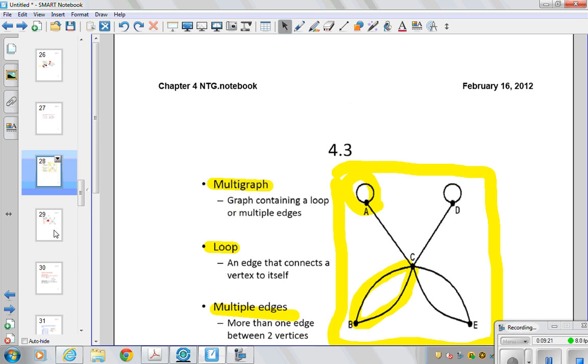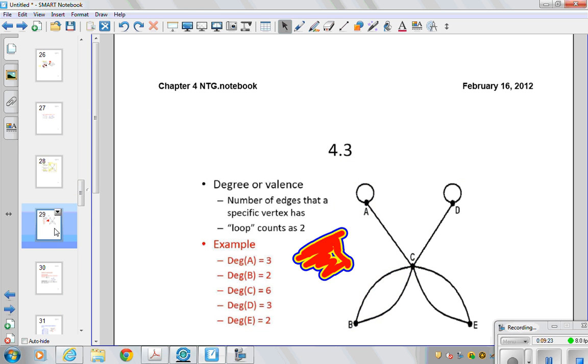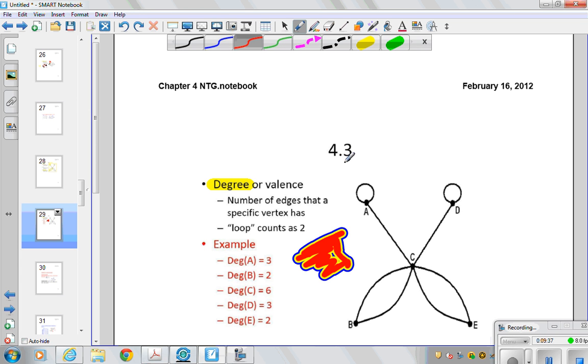All right, the last thing we're going to be talking about is what is called a degree, or I believe it's called valence. Now, I'll never call it valence. I'll always call it a degree. It's the number of edges that a specific vertex has. So basically what you're doing, in short, is figuring out and counting all the lines that are connecting to a vertex. So let's look at C, for example.